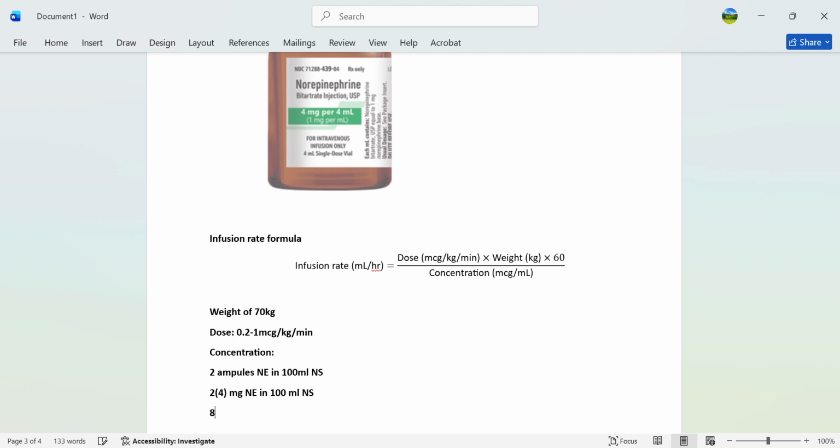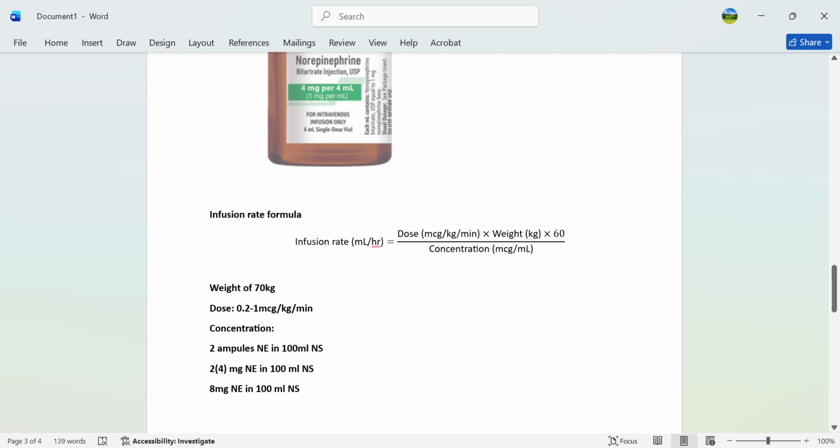Now it's 8 mg norepinephrine in 100 ml of normal saline. Now, moving forward, look at the concentration in the formula. The units are microgram and ml. So we have ml here, but we don't have microgram. We have milligram. So let's convert this 8 milligram into microgram. So it will become 8,000 microgram of norepinephrine in 100 ml of normal saline.